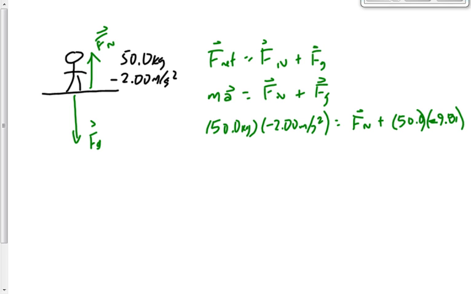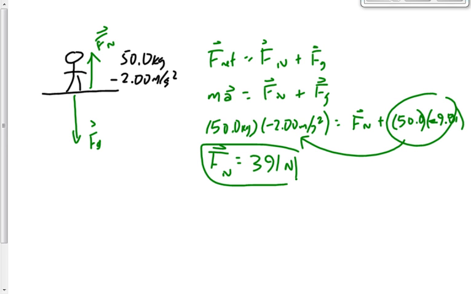Let's take the 490 over to the other side by adding, because it's a negative number. So we end up getting negative 100 plus 490. 491 is 391, right? So Fn is 391. I asked you for the normal force. It works out to be 391 newtons. I also could have asked you for the force of the floor. I also could have asked you for the normal force. I also could have asked you for the apparent weight, how heavy the guy feels. And all three of those would have been the same answer, 391 newtons. Is that good?